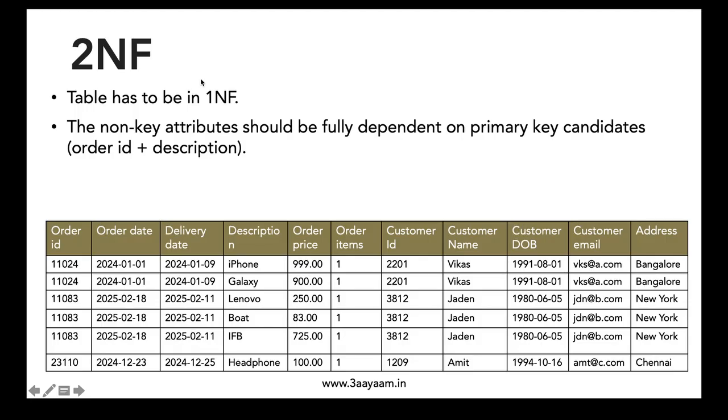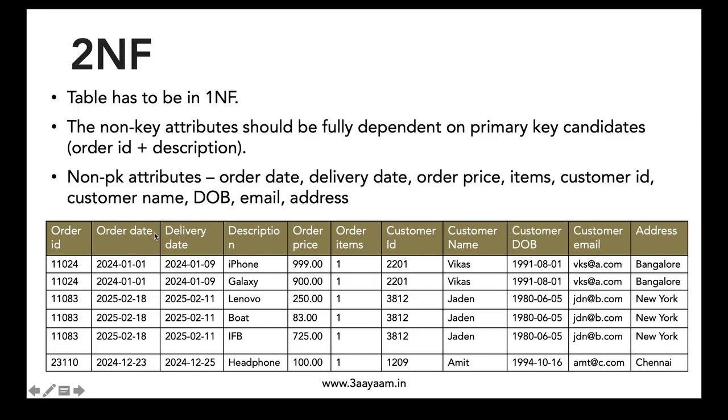Non-key attributes are the columns which are not part of the candidate key. In our case, the candidate key is order ID plus description. That's what we have thought of being the primary key. So the non-key attributes would be order date, delivery date, order price, order items, customer ID, customer name, date of birth, customer email, and customer address. These all are non-key attributes except for order ID and description, which are the candidate keys. For becoming a primary key, all the other columns are non-key attributes.